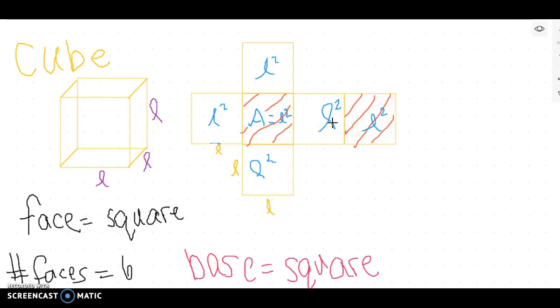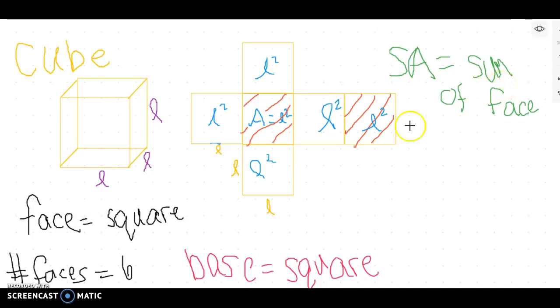Surface area is the sum of the area of every face in a three-dimensional figure. So our surface area, which I will abbreviate as SA, and I will put it in green, SA, which is surface area, is equal to the sum of the area of our faces. So it's the sum of faces. Let's take a peek at that.